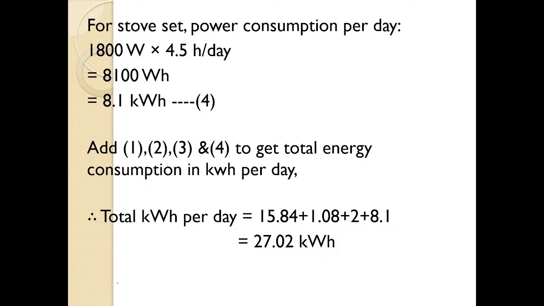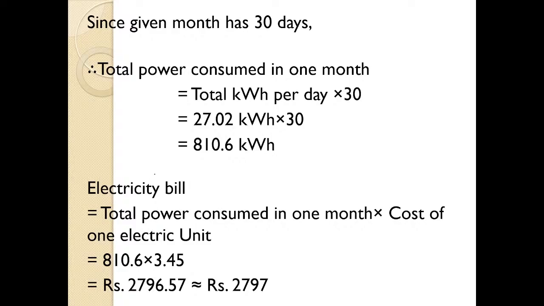Okay, I hope you have written. So now we have calculated the total energy consumption in kilowatt hour per day, but we want the total energy consumption per month, that is for 30 days. So whatever value you have got per day, you just multiply with 30. So 27.02 kilowatt hour into 30, you will get 810.6 kilowatt hour.